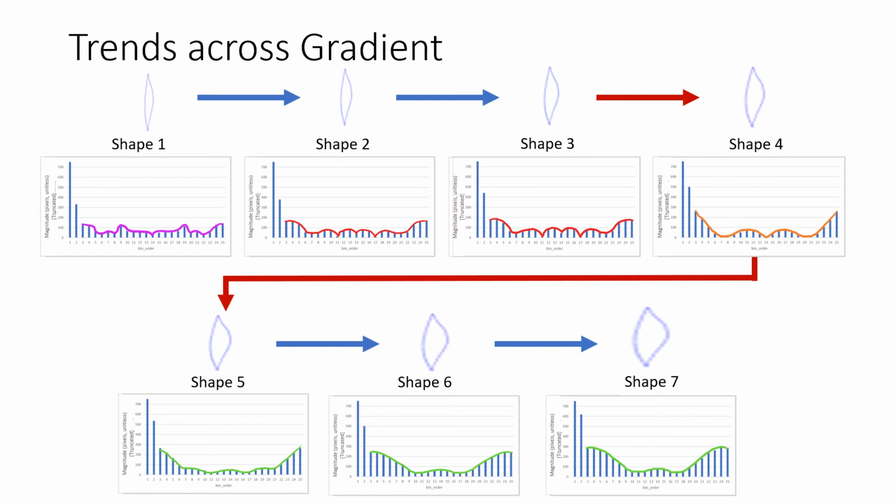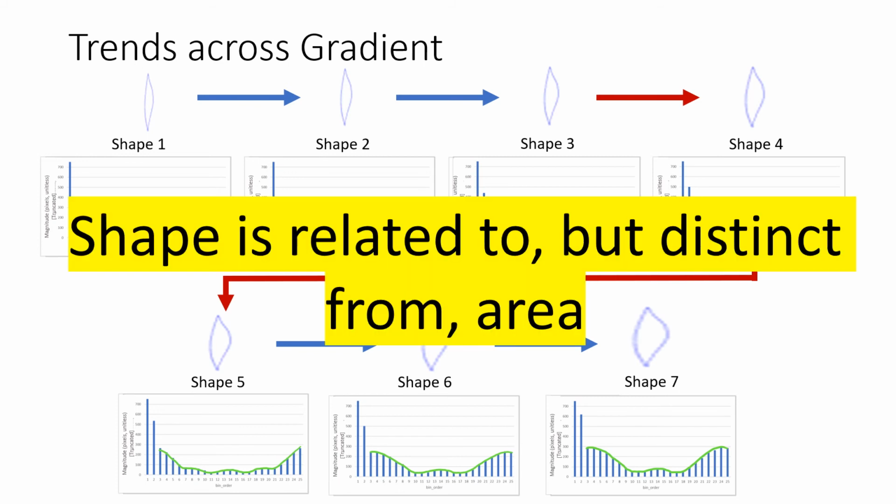So, in this gradient, there is a threshold between shapes 3 and 4 and a threshold between shapes 4 and 5 where the state changes. Although all the shapes appear visually similar, the LCPC transform reveals patterns that offer more detailed insight into each shape. This is an example of what area simply cannot assess because shape is related to, but distinct from, area.